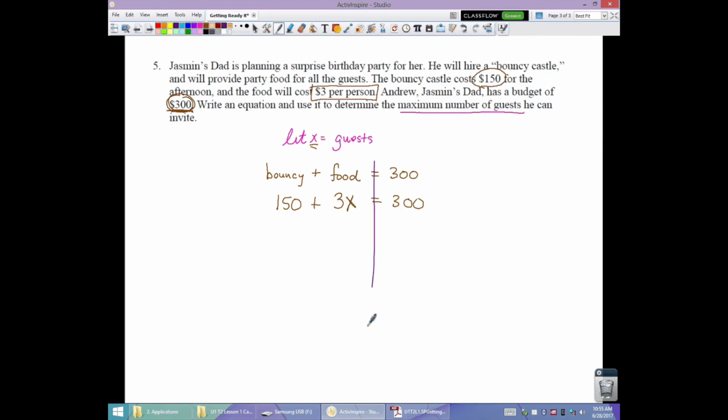So to solve this two-step equation, we start by subtracting 150 on both sides, leaving us 3x equal to 150. Divide both sides by 3. X is equal to 50. So the maximum number of guests we can have is 50.